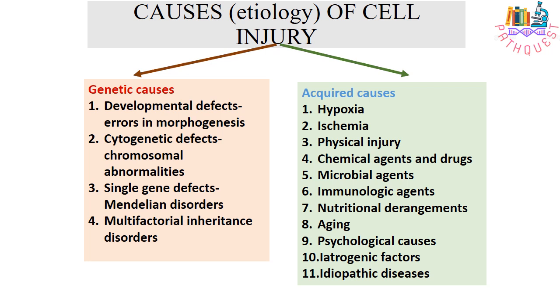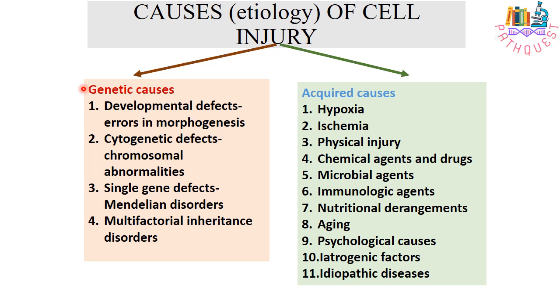So etiology are the factors which are responsible for a particular condition or for a particular disease. So etiological factors or causative factors of cell injury can be classified into two types: the genetic causes and the acquired causes. The genetic causes are the factors which cause damage to the genetic material mainly present in the nucleus. So these include developmental defects like error in morphogenesis.